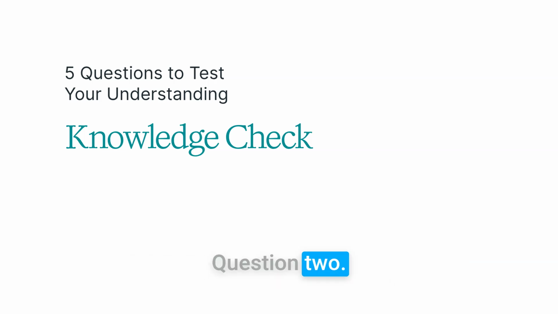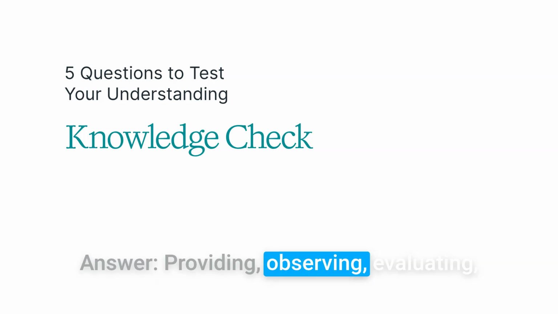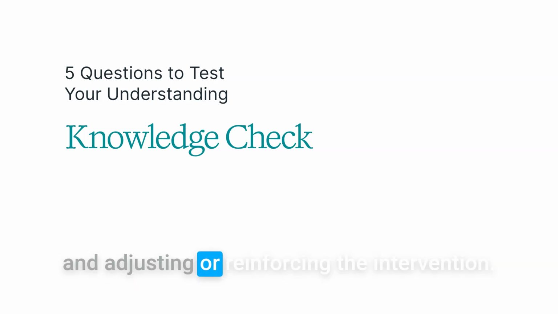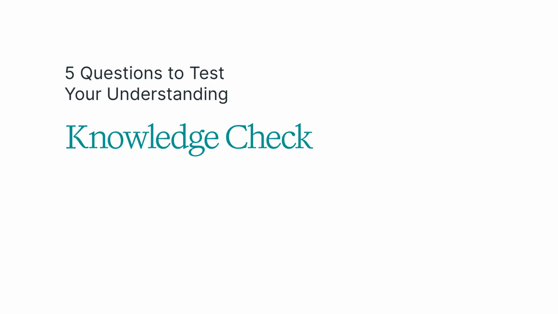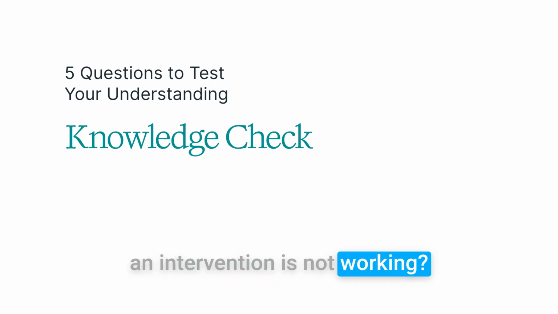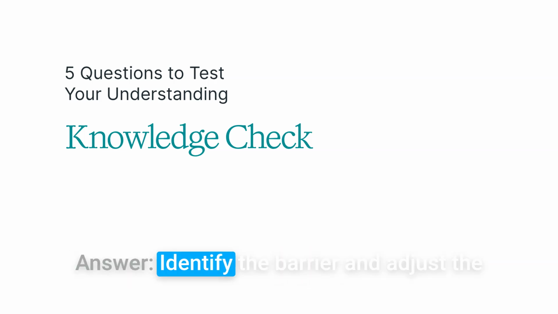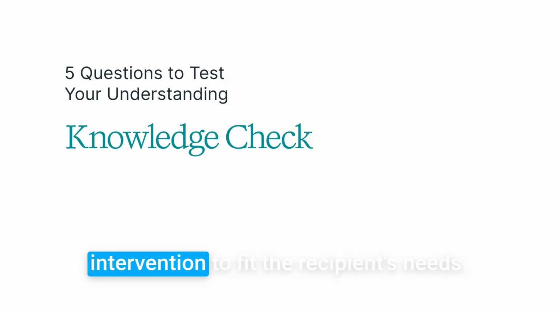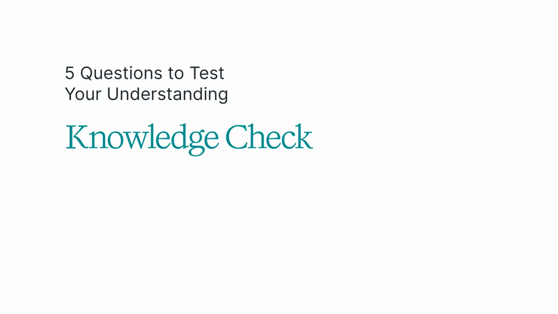Question 2. What is the main portion of the service? Answer: providing, observing, evaluating, and adjusting or reinforcing the intervention. Question 3. What should the PSS do when an intervention is not working? Answer: identify the barrier and adjust the intervention to fit the recipient's needs.